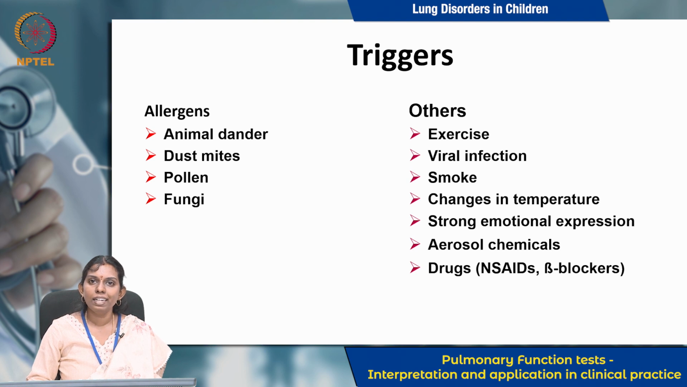So, what are all the triggers? Whenever a child comes to us with a history of cough and wheezing, we should also ask for the triggers. Allergens in the form of any animal dander, like exposure to pets like cats or dogs, any dust mite, pollen or fungi. Other triggers such as exercise, or the child had an upper respiratory tract infection, smoke, extremes of temperature, or any strong emotional expression like extreme laughter or crying, aerosol or chemical exposure, and drugs such as NSAIDs and beta blockers.